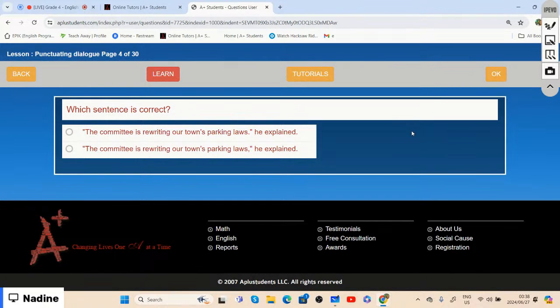All right. So once again, we need to choose the correct answer. Which sentence is correct? Is it option one? "The committee is rewriting our town's parking laws," period, he explained. Or option two, which says "The committee is rewriting our town's parking laws," comma, he explained. So option one or option two.